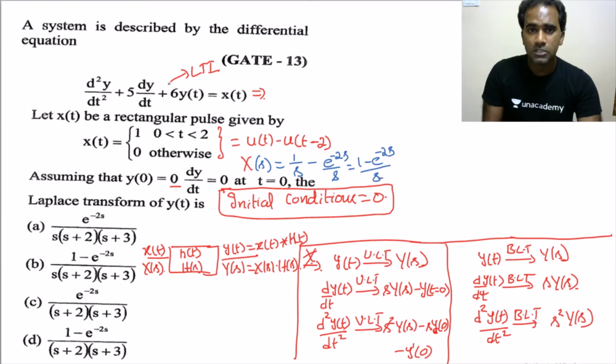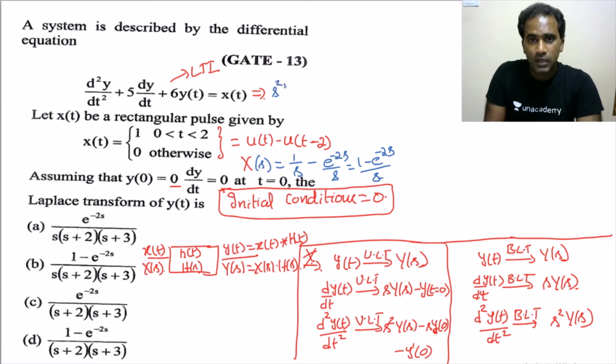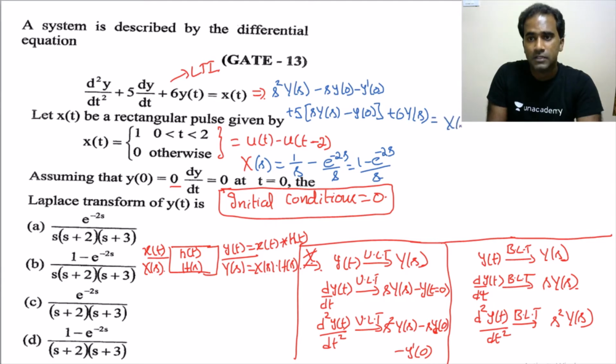Now if you take the Laplace transform of the differential equation, what we get is s square into Y of s minus s into y of 0 minus y dash of 0, plus 5 into s into Y of s minus y of 0, small y of 0, plus 6 into capital Y of s is equal to capital X of s. This is capital X of s, whatever I'm writing here.